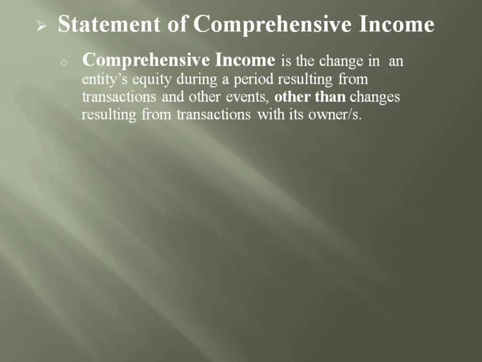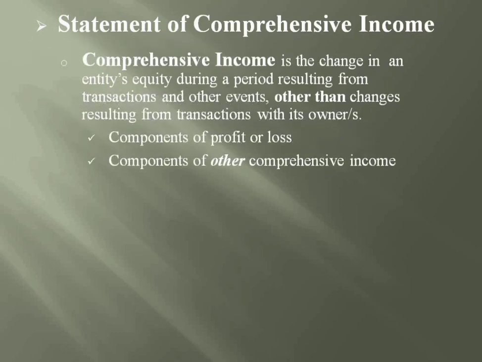Comprehensive income is composed of components of profit or loss and components of other comprehensive income. The profit or loss mentioned here is the total income minus expenses, excluding the components of other comprehensive income. Stated in other words, this profit or loss is the net income or net loss, the last line or the bottom line in the traditional income statement.